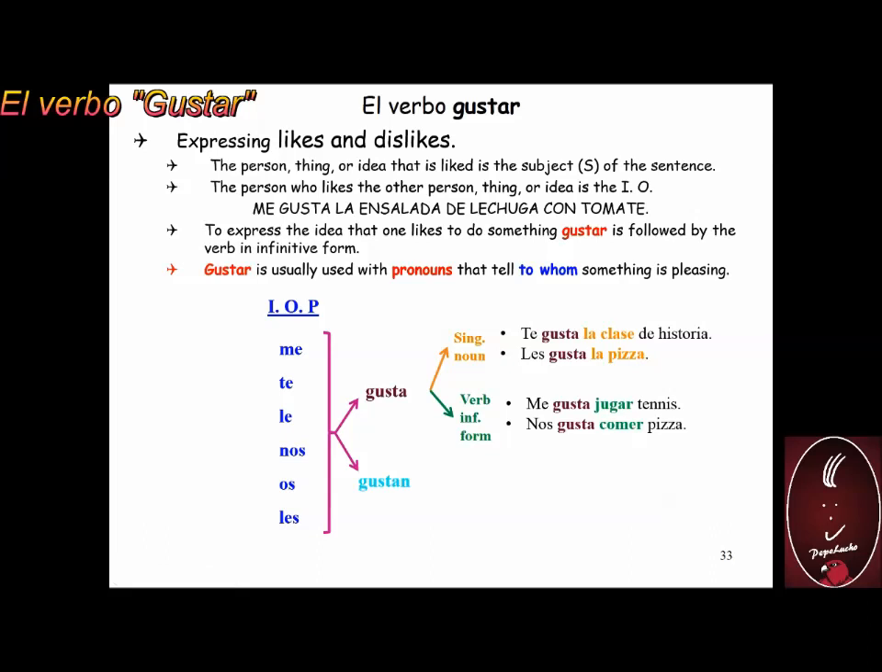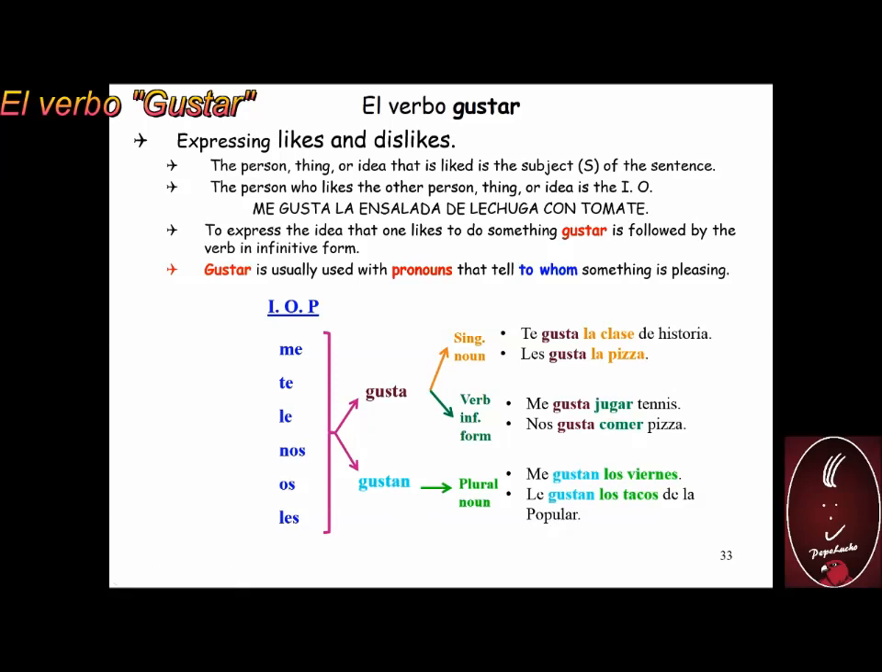And when do we use gustan? Gustan, the plural form, we use when something that is pleasant to us is plural. So when the noun is plural. For instance, me gustan los viernes. Los viernes is a plural noun. That's why we use gustan, the plural form of the verb. Le gustan los tacos de la popular. Los tacos is a plural noun. That's why we use gustan, the plural form of the verb.